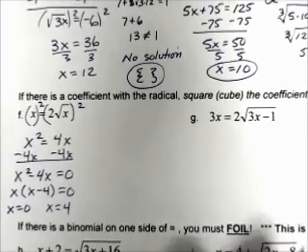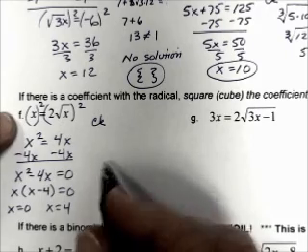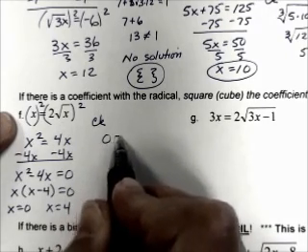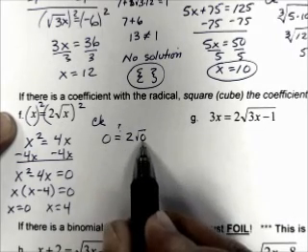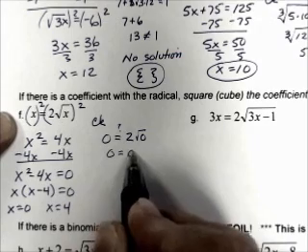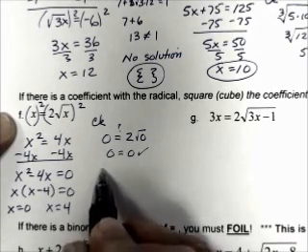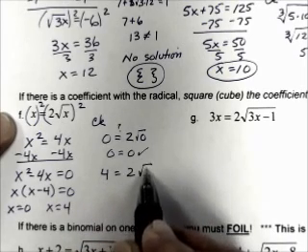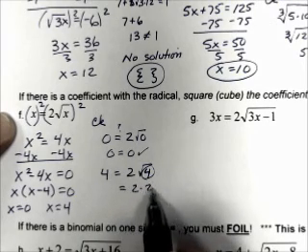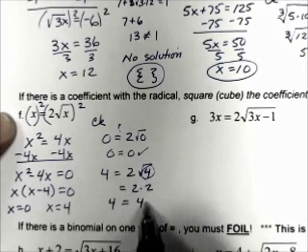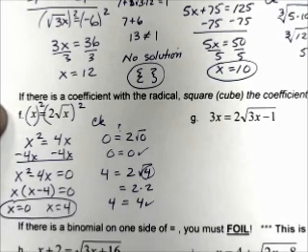We must check. Back to the original. Putting in 0. Is 0 equal to 2 times the square root of 0? Yeah, square root of 0 is 0. 2 times 0 is 0. That checks. Plugging in 4. Is 4 equal to 2 times the square root of 4? Square root of 4 is 2. 2 times 2 is 4. So yes, 4 equals 4. That checks. So both solutions remain. X equals 0 and x equals 4.